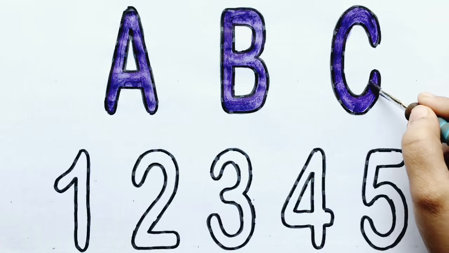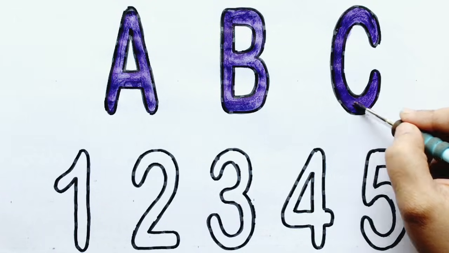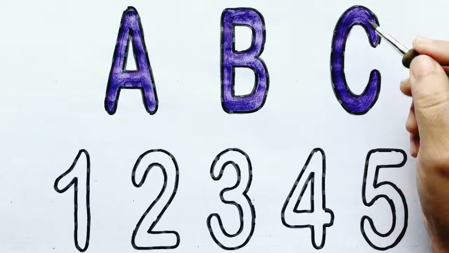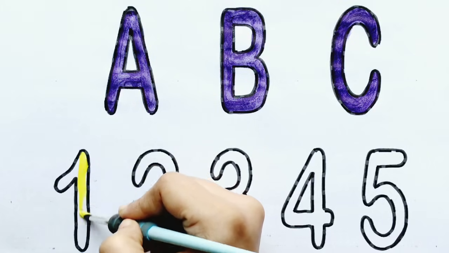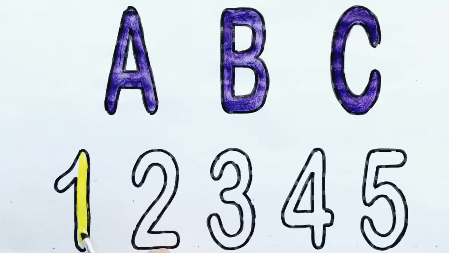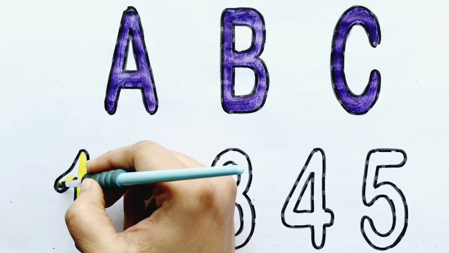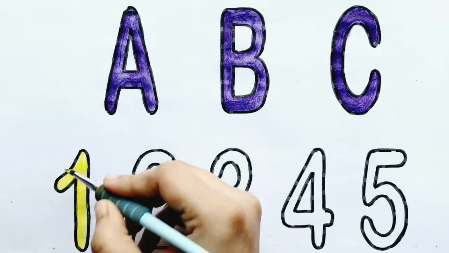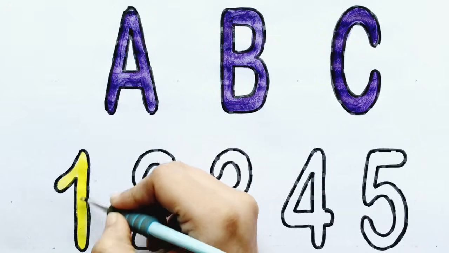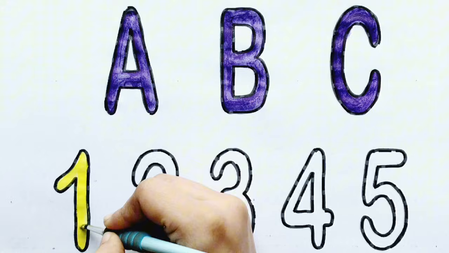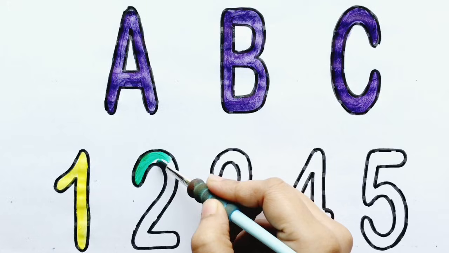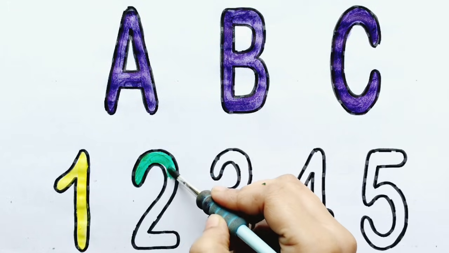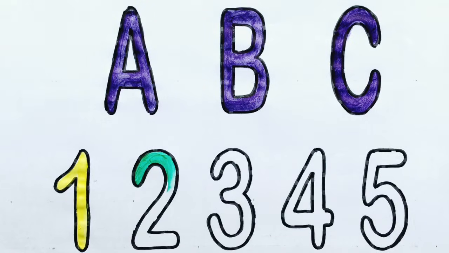Let's see a list of words that start with the letter A. Apple, angel, address, animal, answer, April, autumn, yellow color number 1, airplane, arrow, alligator, ant, amazing art, apple, angel, address, animal, answer, April, green color number 2, ambulance, airplane, arrow, alligator, ant, amazing art.